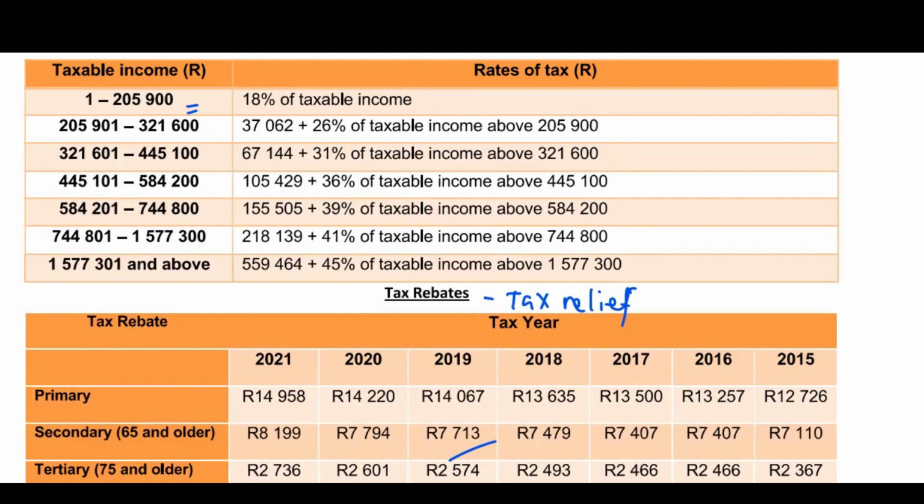Another thing you have to take note of: primary is for all the people. Everyone qualifies for primary. But if the person is 65 to 74, that means you subtract 2 values. If the person is beyond that, for example, 75 and older, you subtract all 3 values. We shall see as we go on. And I would like us to look at, I'm trying to interpret this table a little bit. We have these values here.